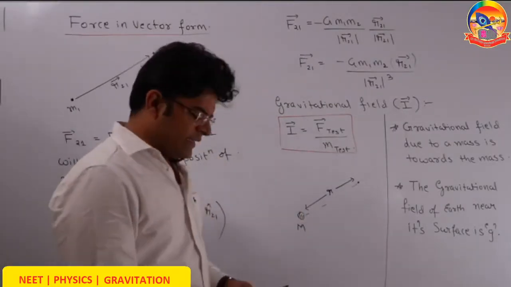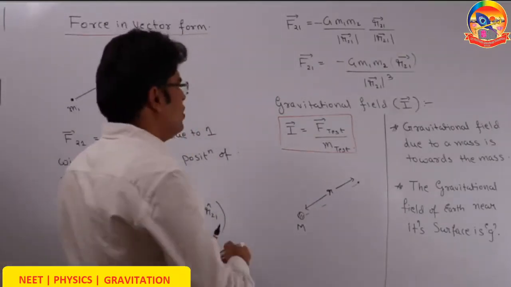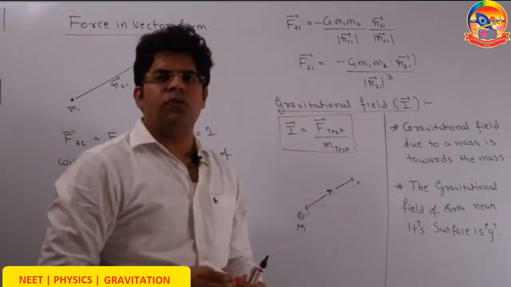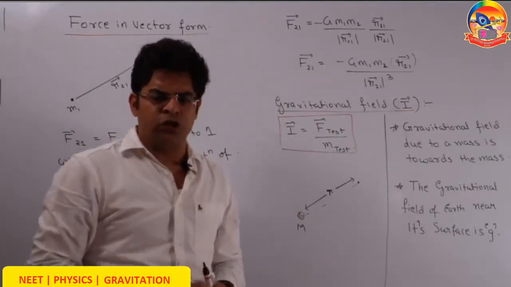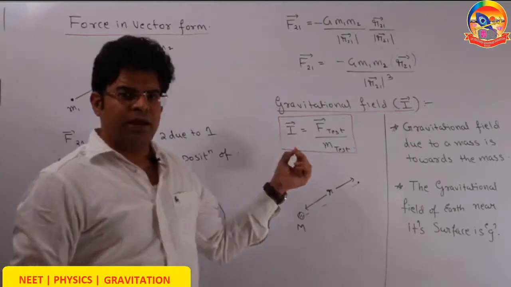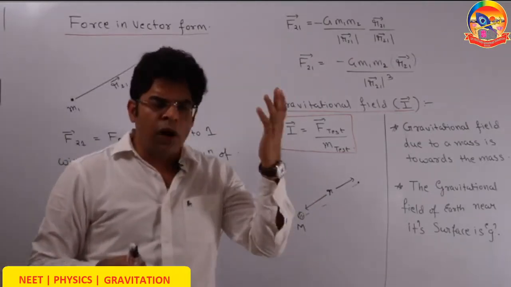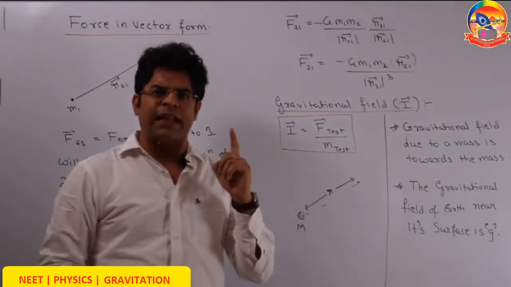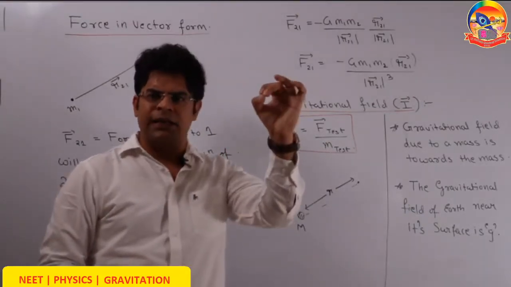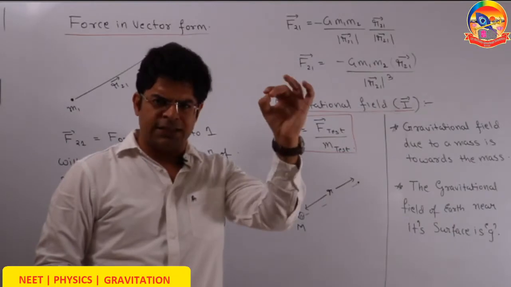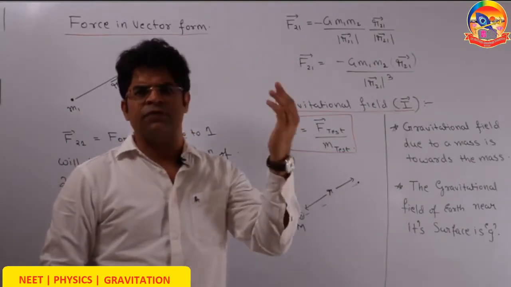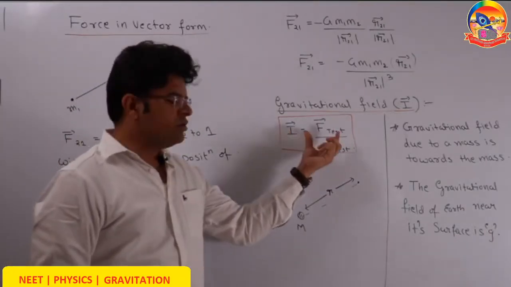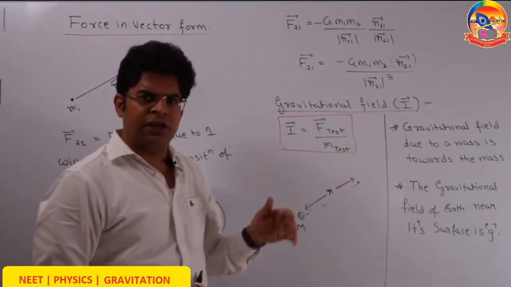Next thing, the next heading we will do is gravitational field. Gravitational field, the symbol I like to use is I. I like to keep it different from electric field, there I use E. Now gravitational field at a point, how do I find gravitational field at any point? To determine the gravitational field at any point, place a test mass at that point. The force acting on the test mass per unit test mass is defined as the field at that point. So gravitational field is defined as the force acting on the test mass per unit test mass.